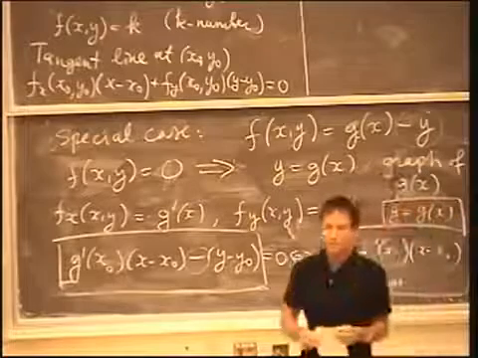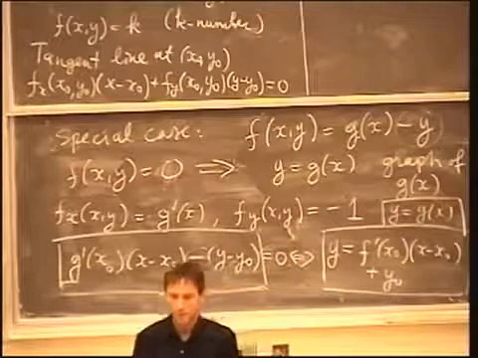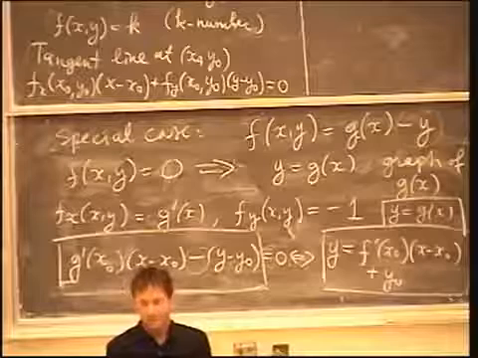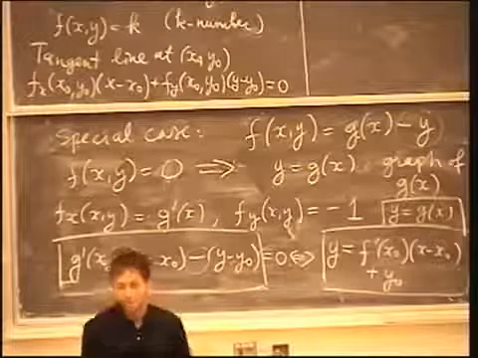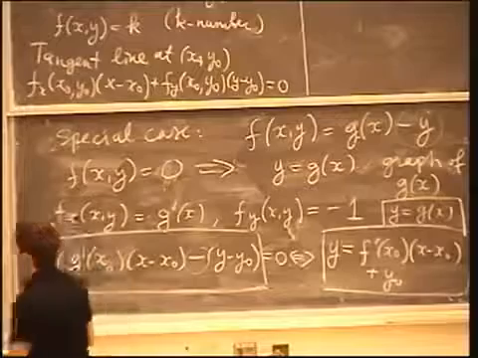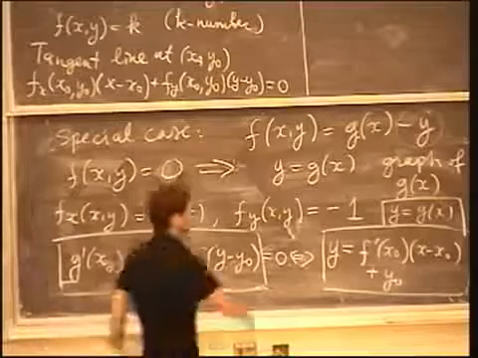Okay, yes? So would the analog of a level curve for a function of one variable just be a point? That's right. It could be a point or finitely many points. Because you could be, let's look at the function.